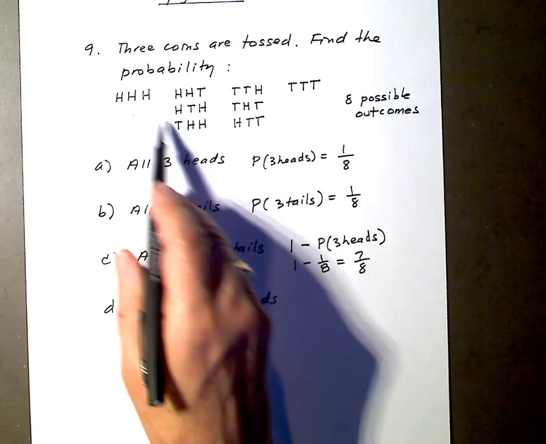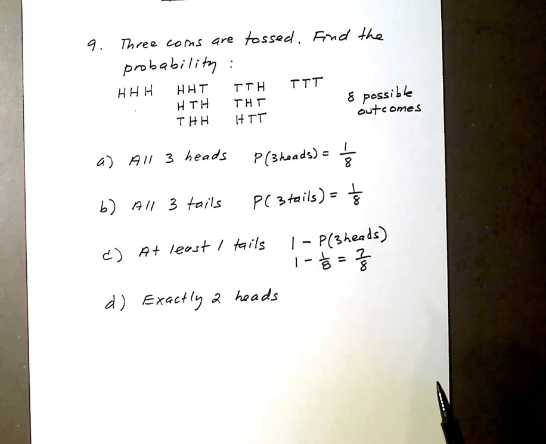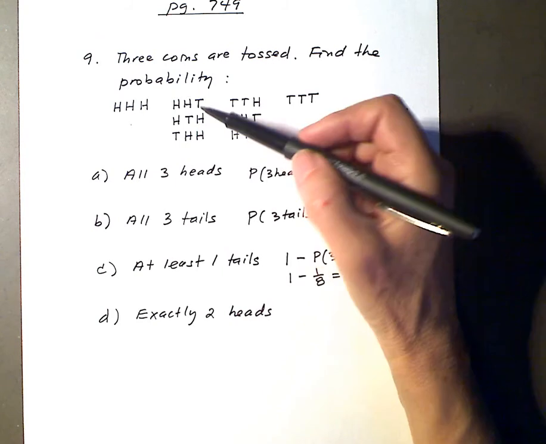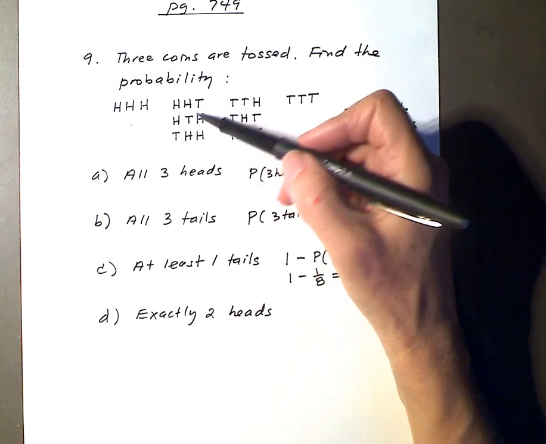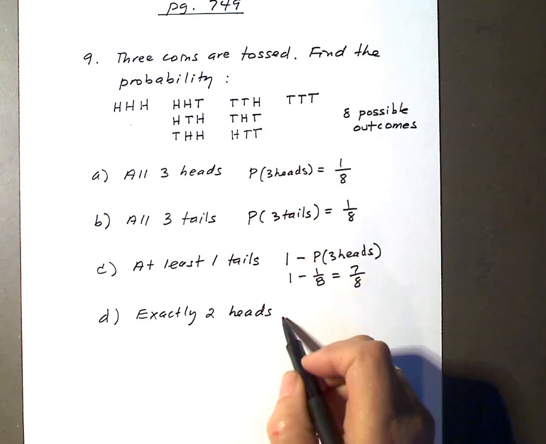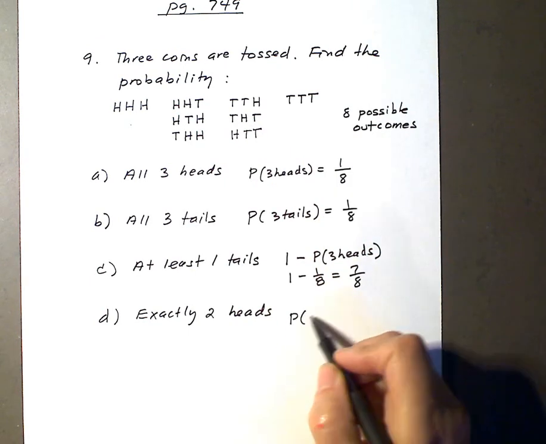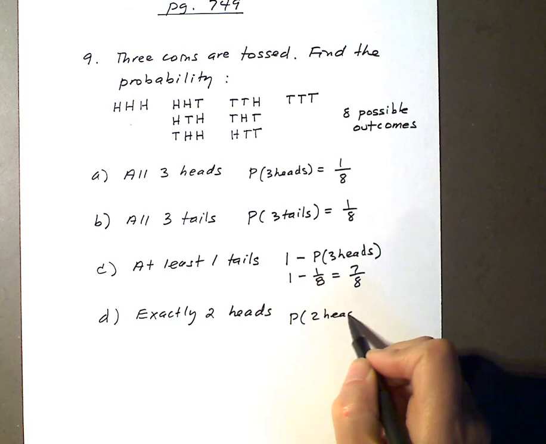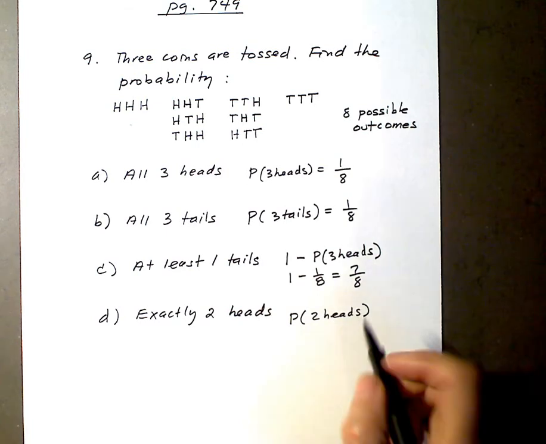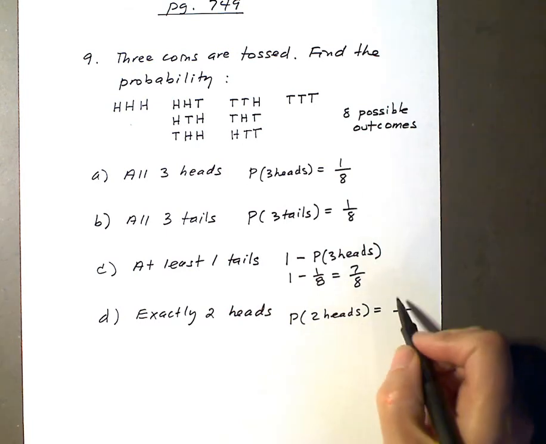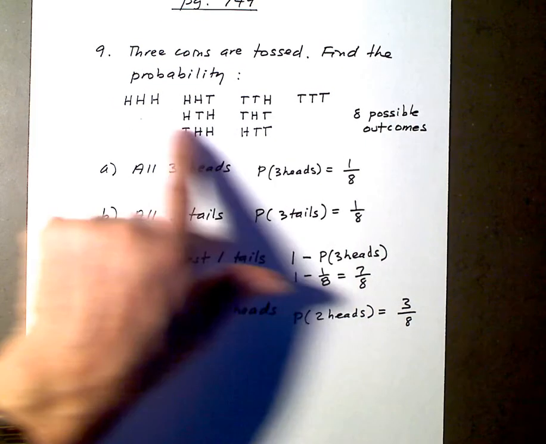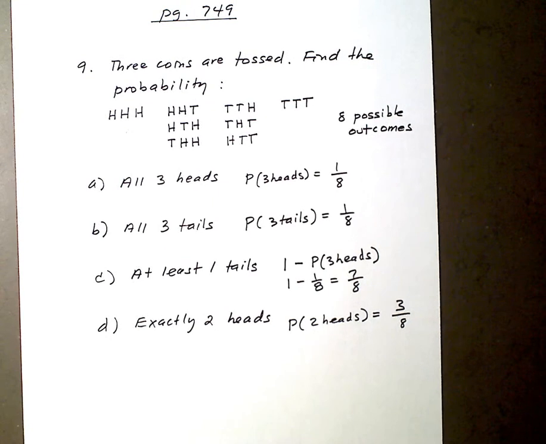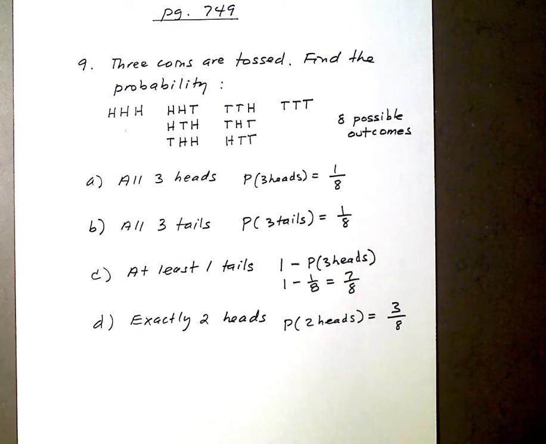And then exactly 2 heads would be this group right in here. So happening in different orders, the probability of 2 heads exactly, so 2 heads and 1 tail, is 3 out of 8. So that's it. When you just have a few coins like that, it's fine to make a little diagram or an organized list like this.